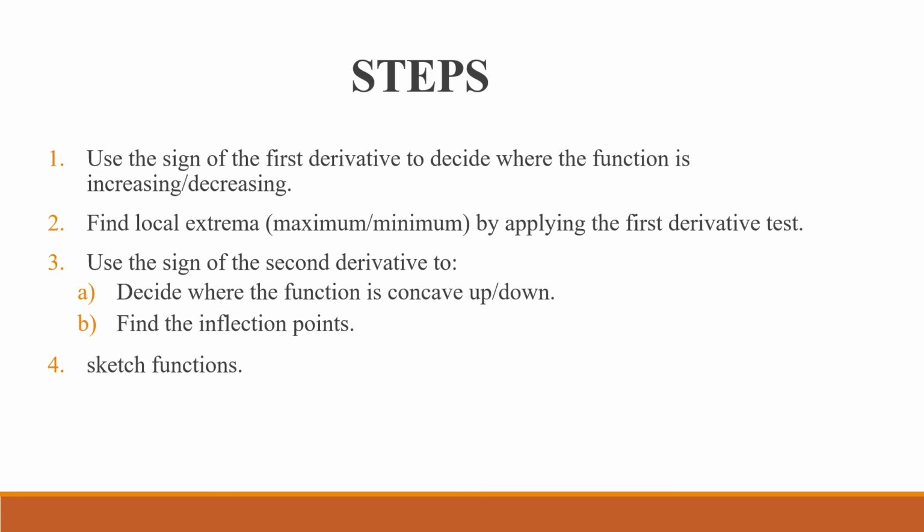Example by steps. So here is just what I said. I will use the sign of the first derivative to decide if it is increasing or decreasing. Local max and minimum, I will do it using the first derivative test, and then I will decide if my function is concave up or down using the second derivative, and from it I will find the inflection point.